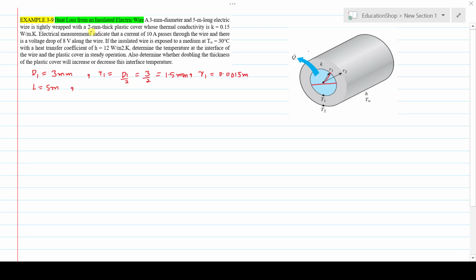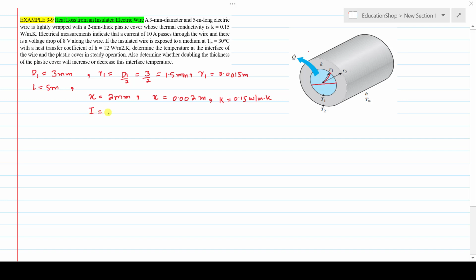and the thickness of the plastic that is provided over the wire is 2 millimeter. Let's say X is the thickness of the plastic, 2 millimeter, or you can say 2 divided by 1000, you will get 0.002 meter. And the thermal conductivity of this plastic cover that is provided over the wire is 0.15 watt per meter Kelvin.